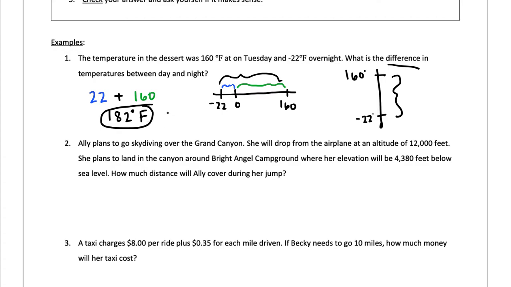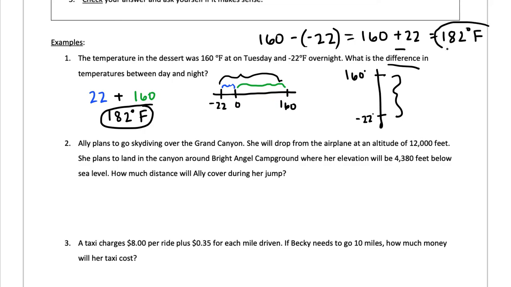Now, if you want to use operations rather than trying to draw the number line, we can use that keyword difference to help us. The original temperature was 160 degrees. The next temperature was negative 22. To find the difference, we subtract two numbers. So I'm subtracting a negative. Well, whenever we subtract a negative, the opposite of a negative is a positive. So this really turns into 160 plus 22, and we get a total difference of 182 degrees again. Either method will work here while you're solving these types of problems.